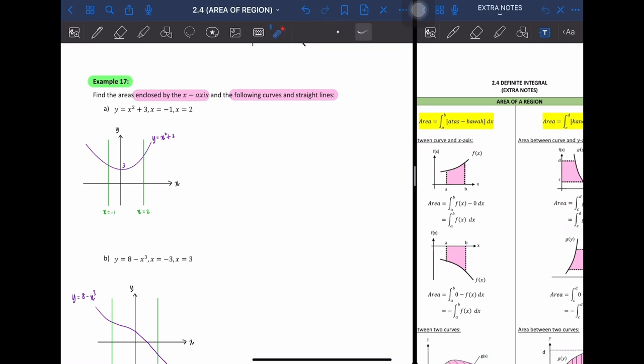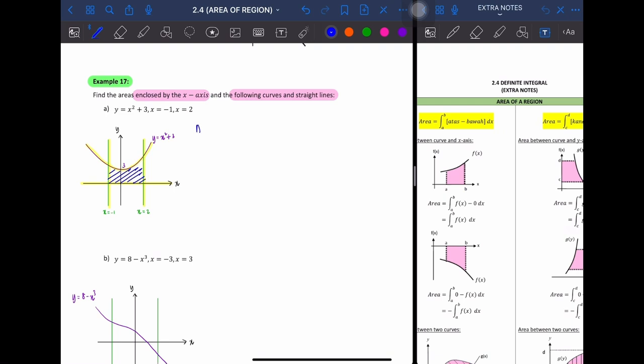Okay, so first dia kata enclosed by x-axis. So I highlight the x-axis here. And then it enclosed by this curve, the purple one. And also enclosed by this one and this one. Okay, so notice that kawasan yang tertutup ataupun terkurung by all the highlight is actually this one. This is the area of region that we want.